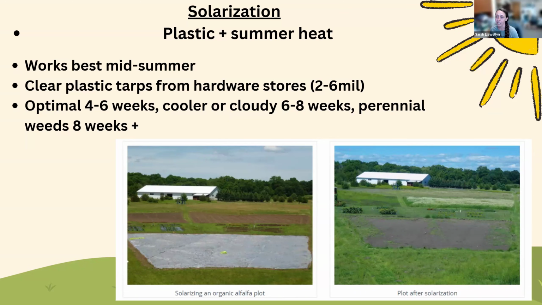You're basically making a greenhouse, but a greenhouse that's not vented and is so hot it's baking the things that are underneath of it. So 2 to 6 mil works really well, works best midsummer because it's so hot and so much light. It does take about 4 to 6 weeks if it's a cooler or cloudier time, and perennial weeds are going to take the longest because, by goodness, they are going to be survivors.